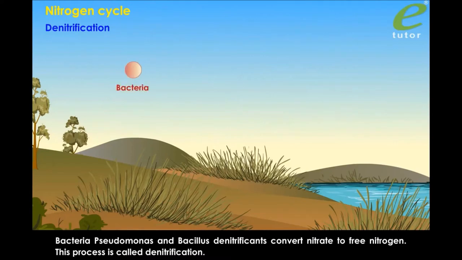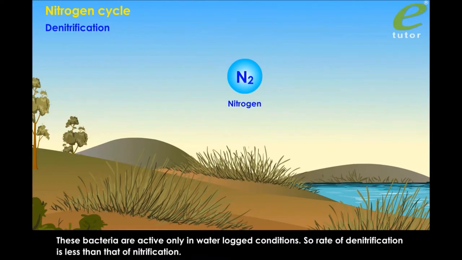Denitrification. Bacteria Pseudomonas and Bacillus denitrificans convert nitrate to free nitrogen. This process is called denitrification. These bacteria are active only in water-logged conditions. So, rate of denitrification is less than that of nitrification.